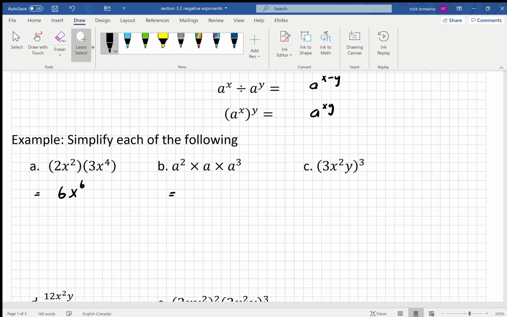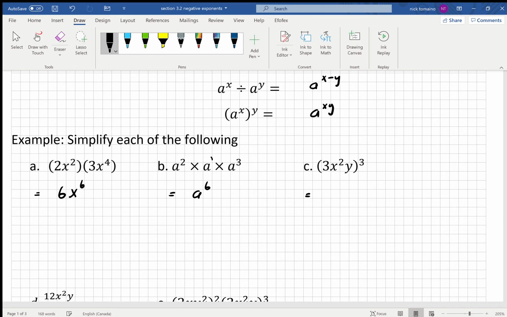Okay, next one, we're multiplying 3 like bases. Notice that the a in the middle does not have an exponent written. Whenever it doesn't, it is a 1. We just don't write it. So again, we're multiplying, so we add the exponents, so we get 2 plus 1 is 3 plus 3 is 6. So we have a to the 6.